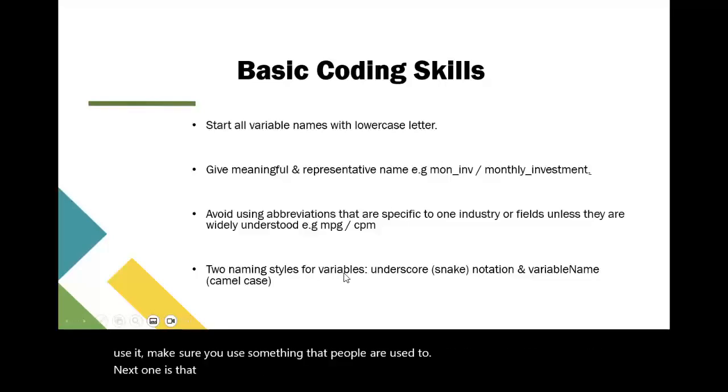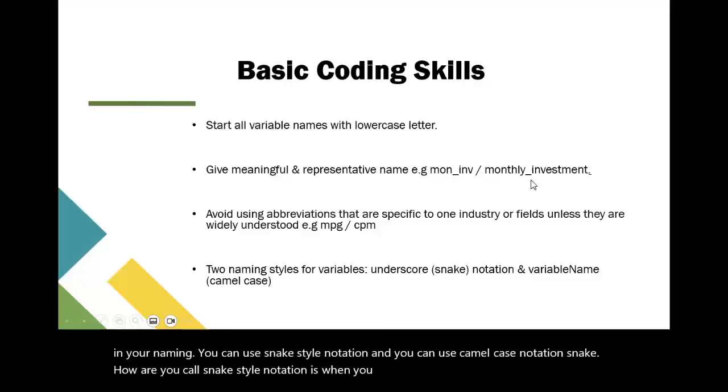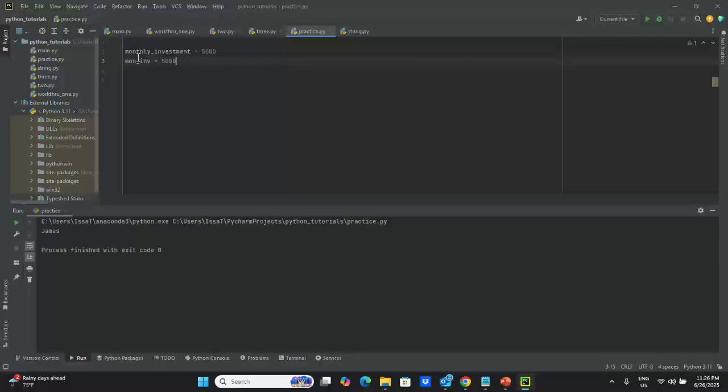Next one is that when you are naming variables in Python, there are two styles that you can use. You can use snake case notation and you can use camel case notation. Snake case notation is when you have an underscore in between two long words, like the one that we used here to demonstrate monthly underscore investment. You notice that these are two words, so in between monthly and investment you introduce an underscore. So this kind of variable naming is called snake case notation.